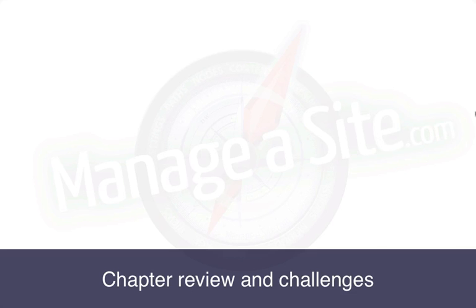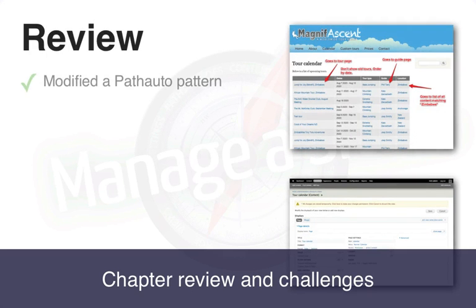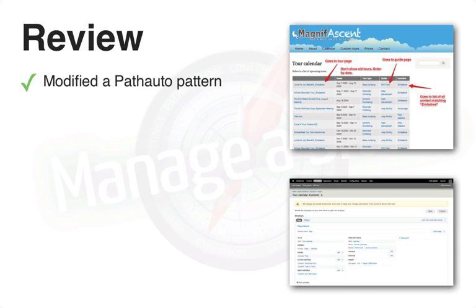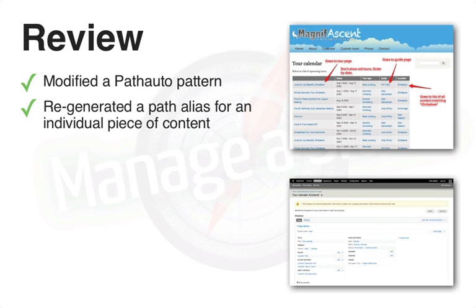Let's do a quick review. In this chapter, we worked with the Pathauto module, and first of all, we created a Pathauto pattern for our tour content type. And then we regenerated the path alias because after we created our new pattern, we needed to replace the alias that got created automatically before we created our pattern.